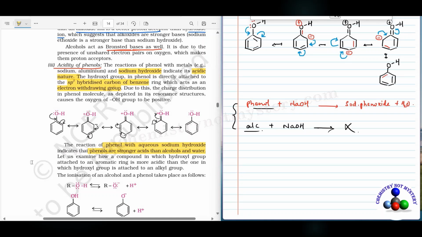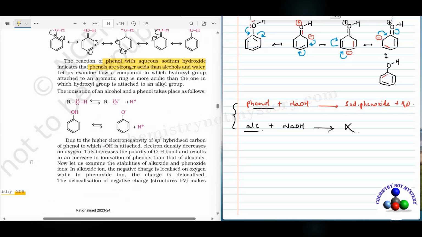Now let's read from the book. Let us examine how a compound in which hydroxyl group is attached to an aromatic ring is more acidic than the one in which hydroxyl group is attached to an alkyl group. Means we are going to compare the acidic character of phenol and alcohol. Why are phenols more acidic? By the evidence of reaction with NaOH, phenols are more acidic than alcohol. So we are going to discuss the reason behind it.